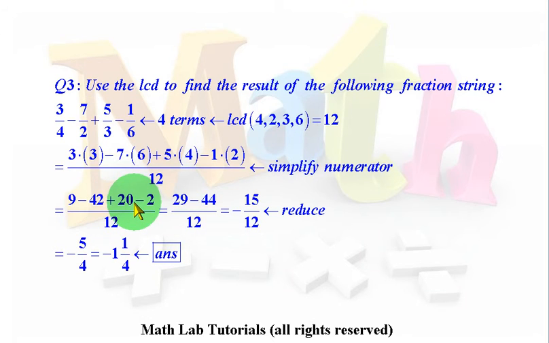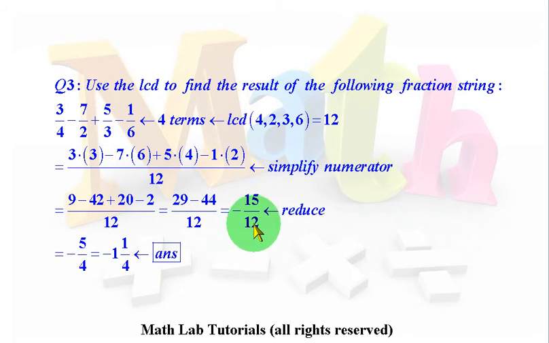Next thing you do is group the good guys and the bad guys in the numerator. We have 9 plus 20 is 29, so we have 29 good guys. And 42 plus 2 is 44, so we have 44 bad guys. In the numerator, the bad guys win, so you put a minus sign down. Then you do large minus small: 44 minus 29 is 15. And of course, the LCD goes on the bottom.